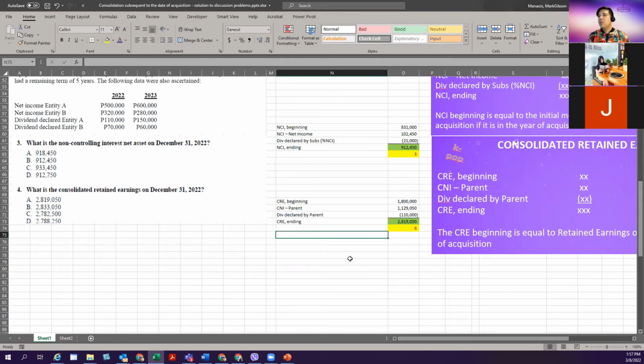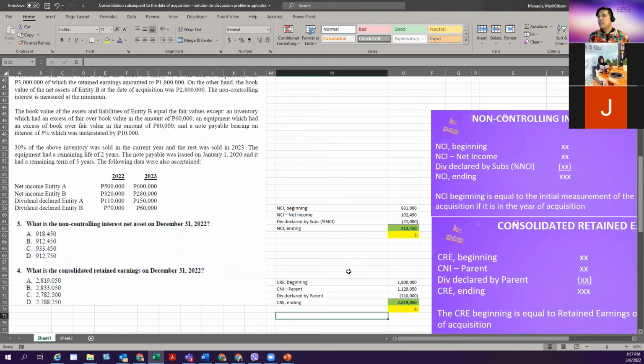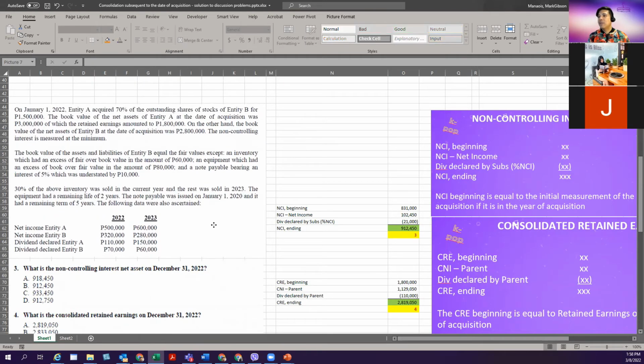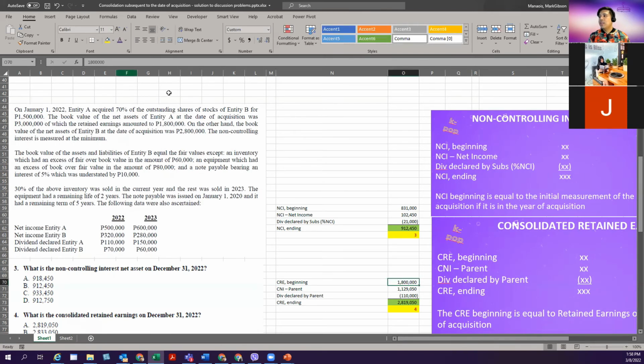So sabi natin, the consolidated retained earnings on the year of the acquisition represents the parent's retained earnings. So, tingnan natin ngayon, meron bang data sa problem in relation to the parent's retained earnings? Ayan, that's 1,800,000 at the date of acquisition.